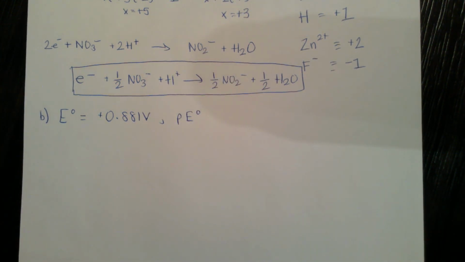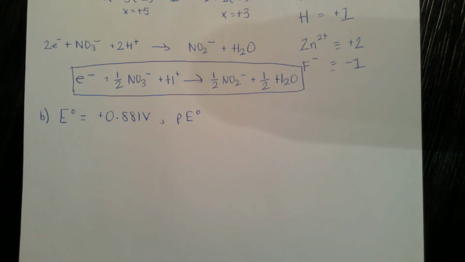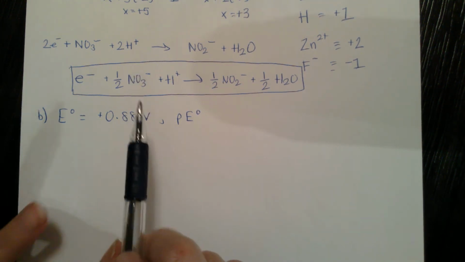PE0. Okay, so this is the standard, so this naught, we call it, is the reduction potential for standard conditions. Standard conditions means that your concentrations are all 1 mole per liter. If you have a gas, your partial pressures are 1 atmosphere, and your temperature is 25 degrees Celsius.